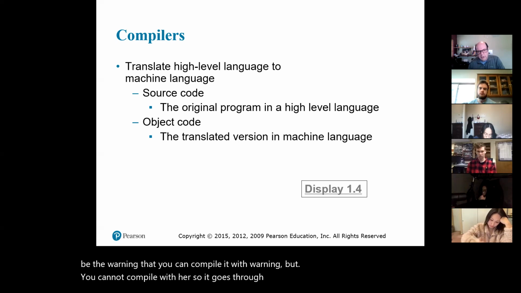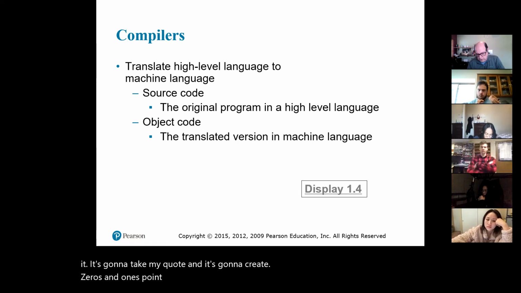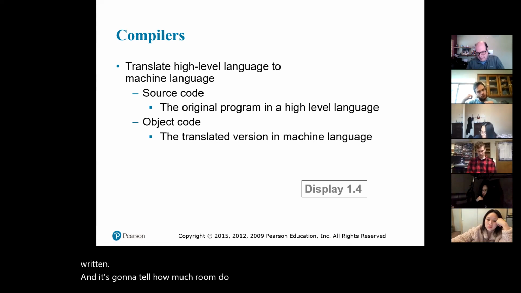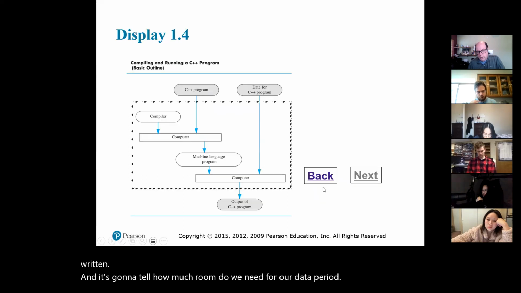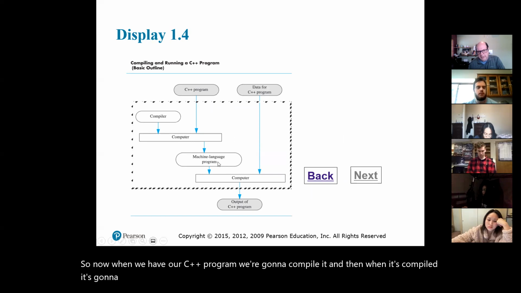My syntax is okay. Then it's going to compile it. It's going to take my code and create zeros and ones for it. It's going to create the instructions based on the code that I have written. And it's going to tell how much room we need for our data area. So now when we have our C++ program, we're going to compile it. And when it's compiled, it's going to give us a machine language program that we're going to be running.